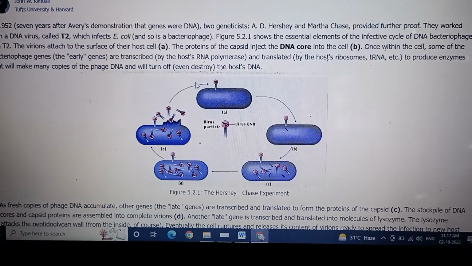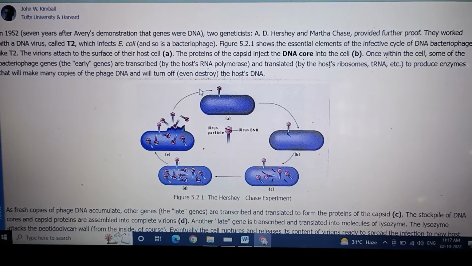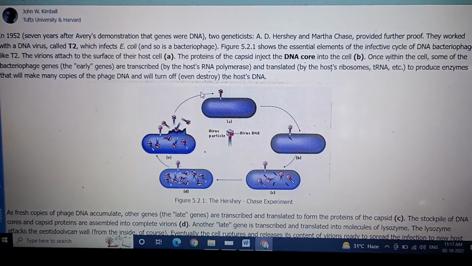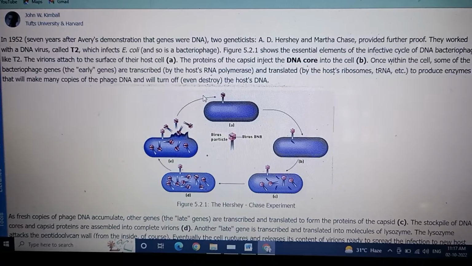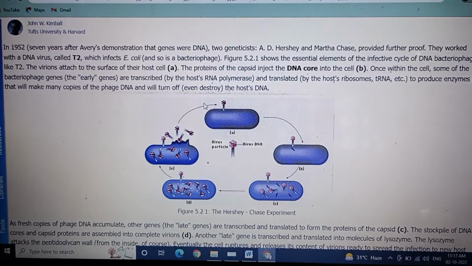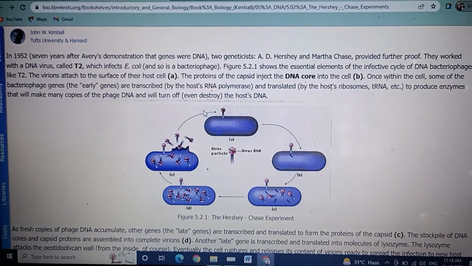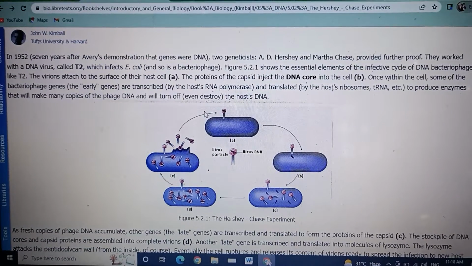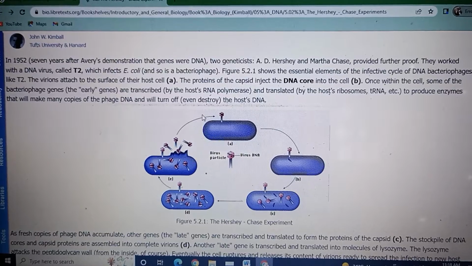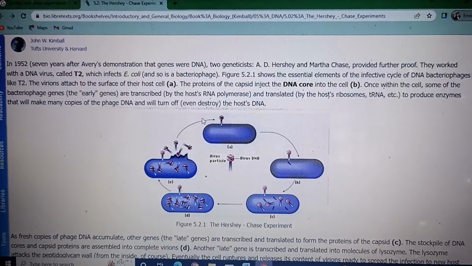And in this video, we are going to discuss the Hershey and Chase experiment. Hershey and Chase, who were scientists in 1952, found the proof of DNA as a genetic material. The genetic material is transferred from one generation to another generation. So this experiment revealed the hypothesis that DNA is a genetic material.